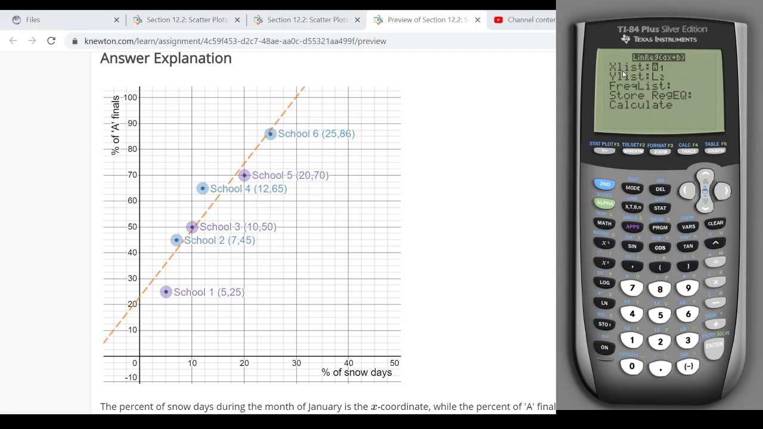And then what's your X list? L1. What's the Y list, the Y coordinates? L2. There are no frequency lists. And I hit calculate. And you see it comes up with the slope and the y-intercept. All right, so the slope is 2.576 and so on. The y-intercept is this b, 22.91.